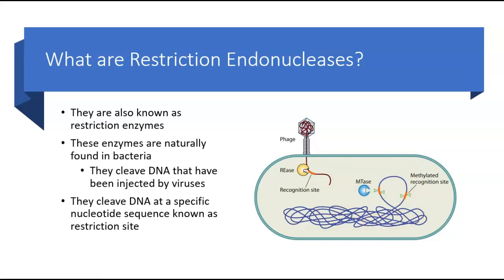Now, restriction enzymes don't just cut anywhere, they cut at specific nucleotide sequences called restriction sites. So the restriction site really depends on the type of restriction enzyme involved. Different restriction enzymes will cut at different restriction sites. And some pieces of DNA will have multiple restriction sites, and some will have only one.